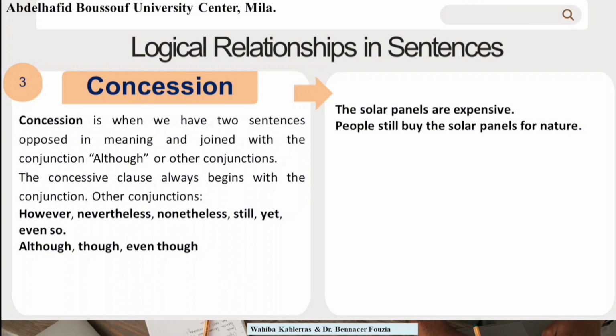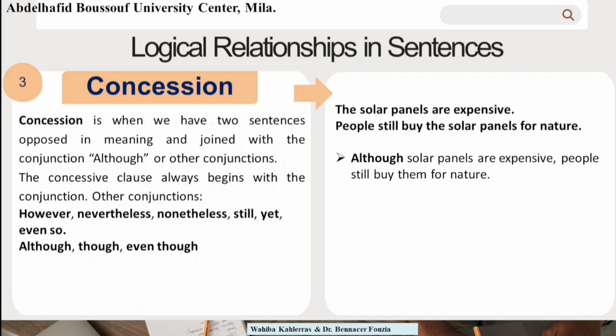People still buy the solar panels for nature. When I tell you the solar panels are expensive, you expect people not to buy them because they are very expensive. But what I say instead is people buy them to help nature. When I join the clauses with although, I say although solar panels are expensive, people still buy them for nature. I can invert the sentences and say people still buy the solar panels although they are expensive.